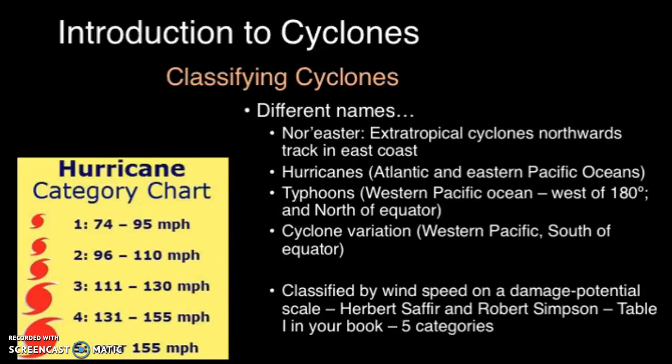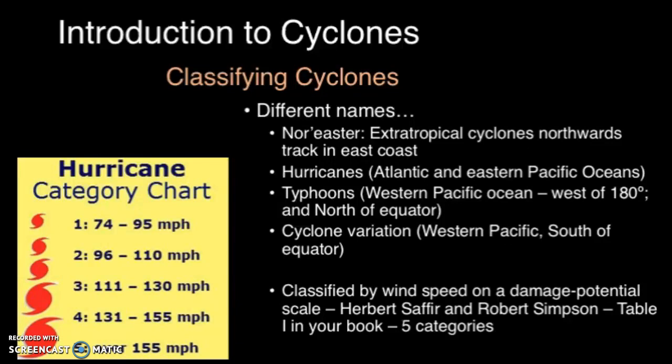And then close to the western part, or the west coast, I should say, of North America. However, a typhoon is going to happen mostly in Asia, okay? All right, and then there's a funny word, a cyclone variation word, but your book doesn't really describe it very well. But the cyclone variation name is going to be given to those that occur in the Western Pacific south of the equator. So those would be things that hit, for example, Australia, like the Oceania realm.